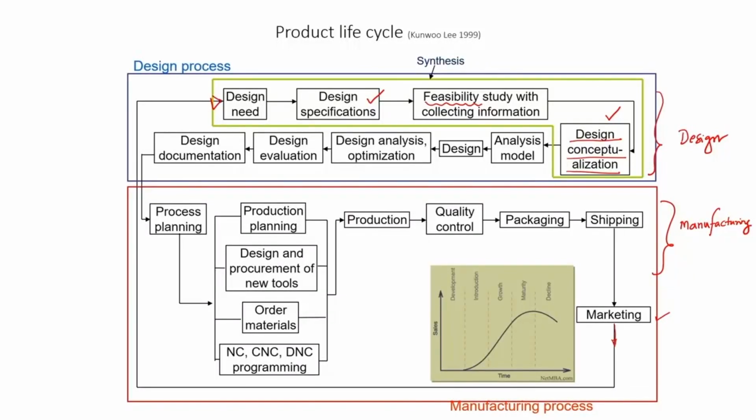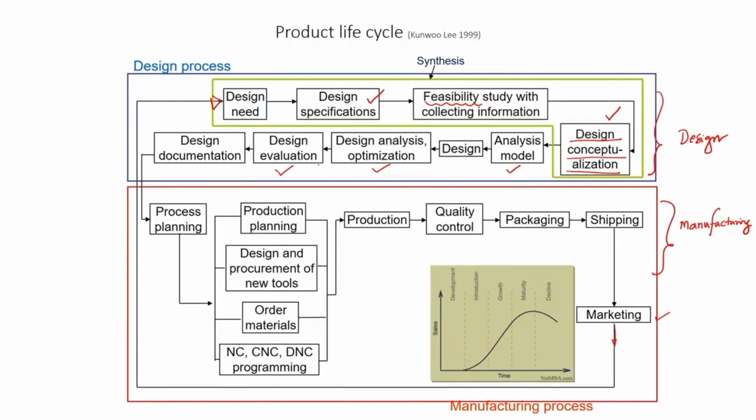After conceptualization of the product design, we are analyzing the design, we are applying the mechanical engineering principles, and afterwards we are finding out the optimal design parameters. We are finding out the size, shape, material, and the dimensions of the product by applying the mechanical engineering principles. Then we do the testing or the evaluation of the design, and then we are documenting the design.